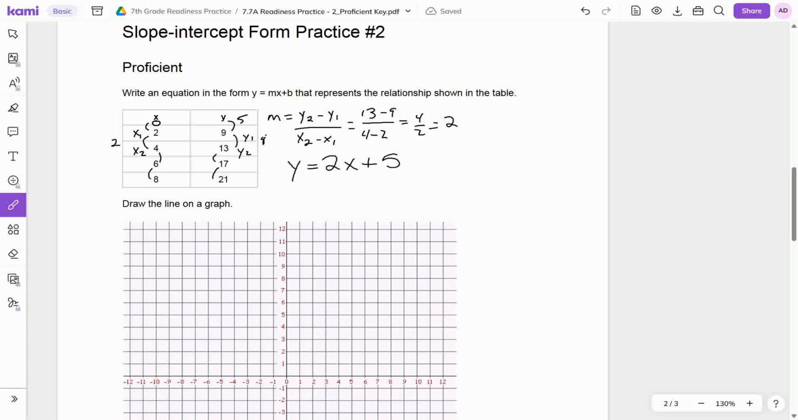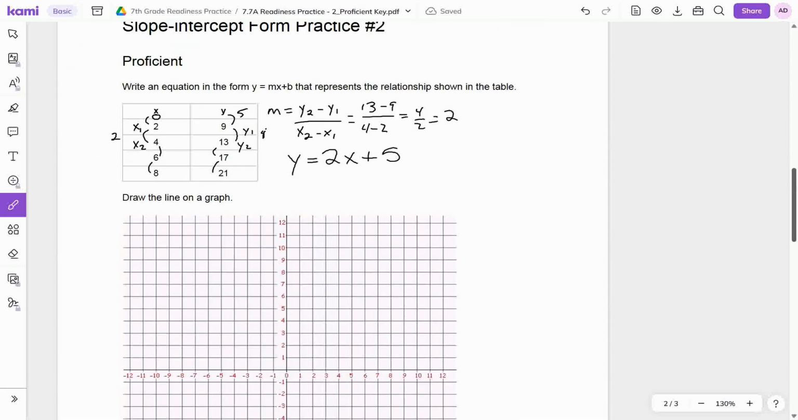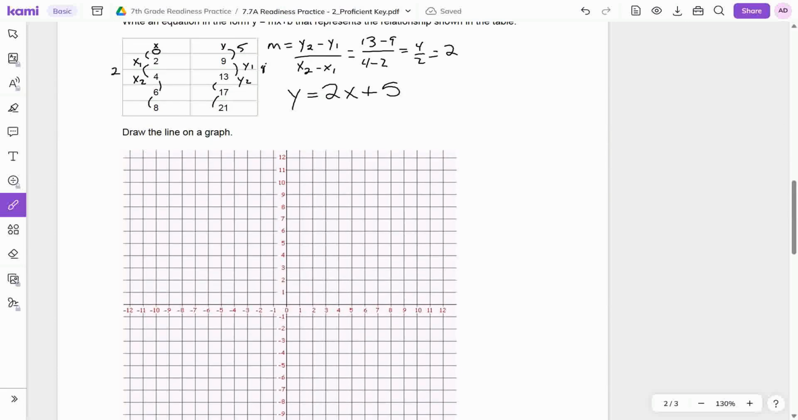Hopefully that looks a little bit familiar because we just figured that out, but we figured it out from the opposite direction. We figured it out from a table of values. So that is our equation. It's the same equation we've already used.